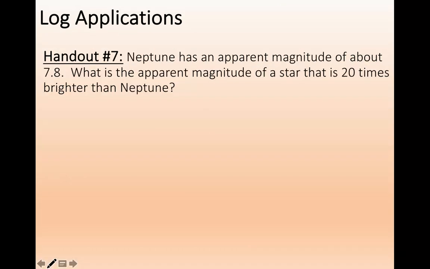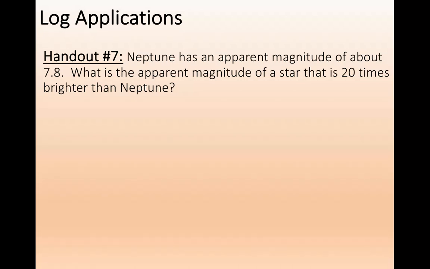Okay, let's look at one more. Let's look at number 7. So Neptune has an apparent magnitude of about 7.8. What is the apparent magnitude of a star that is 20 times brighter than Neptune?